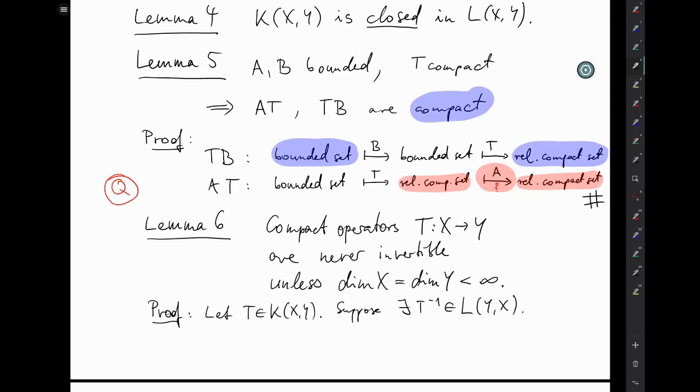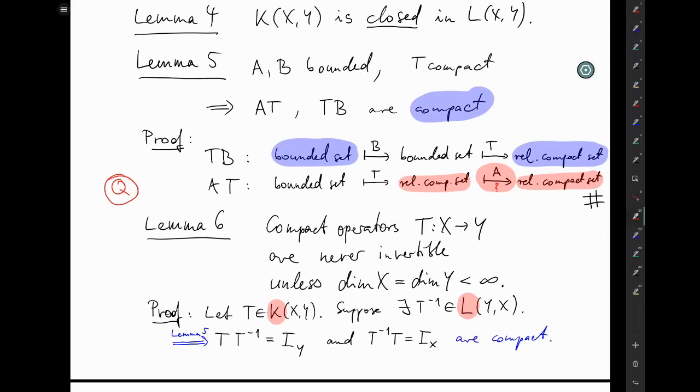But then we can compose the two operators T and T inverse in whatever order and get, in one case, the identity operator on Y, and in the other case the identity operator on X. And because here we are composing a compact operator by a bounded operator, both of these products will be compact operators by the previous lemma 5. But if the identity operator is a compact operator, then that means it maps any bounded set into a relatively compact set. So for example, the unit ball, which is a bounded set, is mapped onto itself because it's the identity operator, and then that itself would have to be a relatively compact set.